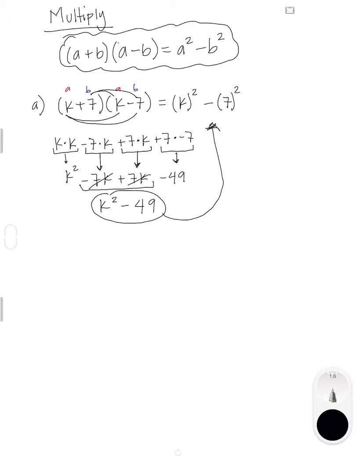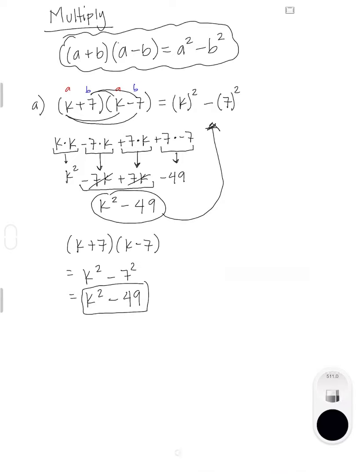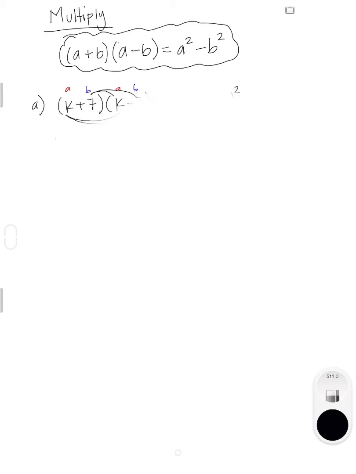So the rule is just an easier way to avoid all the FOIL or the distributive property within the two binomials. So we can just say that k plus 7 times k minus 7 equals k squared minus 7 squared, which is k squared minus 49, right? That's just an easier way of solving it. Let's go over another example.